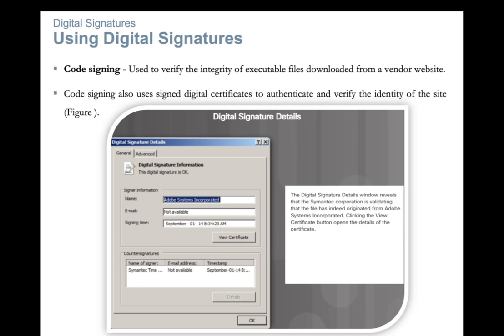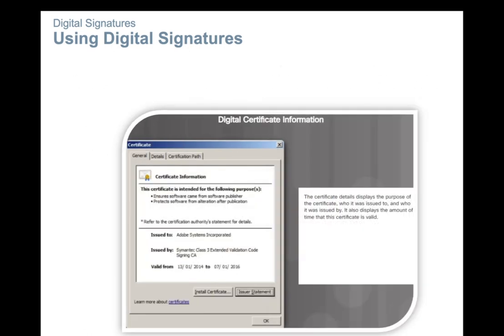Now another one is digital certificate. This is another use of digital signature. A digital certificate is used to verify the identity of an organization or individual, to authenticate a vendor website, and establish an encrypted connection to exchange data confidentially. So here you can see this certificate information.